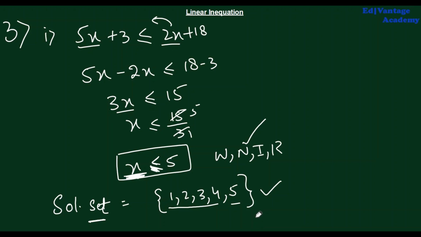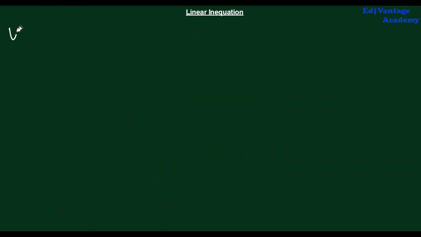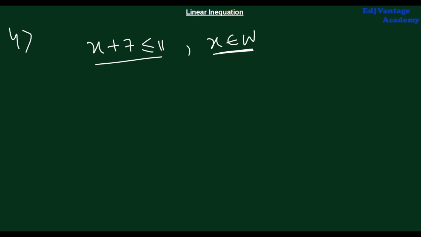It's easy. If you understood this much, it means you have understood more than 60% of this chapter. The fourth one is the same as the third one, but here x belongs to whole numbers. You can read the question. If the replacement set is the set of whole numbers, that means x belongs to whole numbers. Whatever value of x you get, whether less than or equal to or greater than, it has to be from whole numbers. So let us simplify it first.